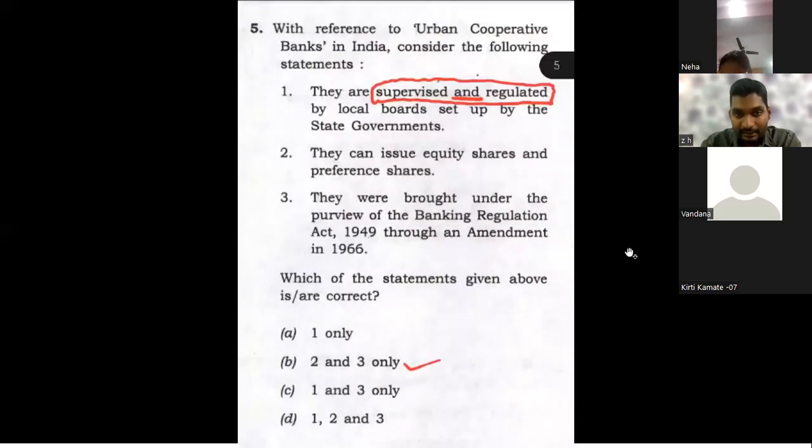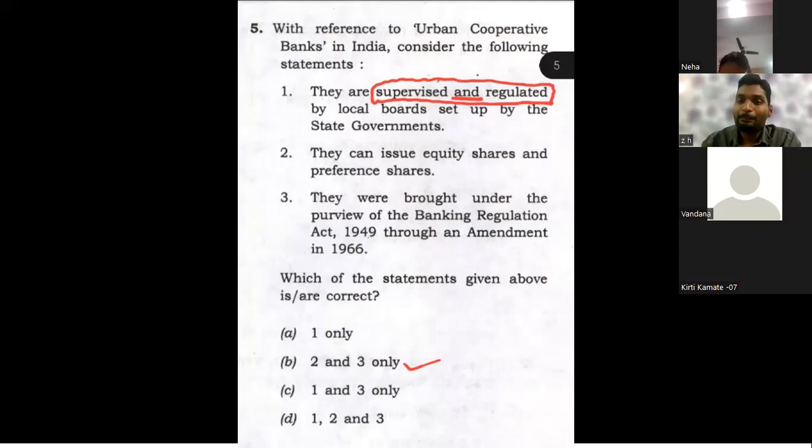Now, another question that follows the same structure, the same pattern, the same format. Statement 1 here is about the urban cooperative banks, and it says they are supervised and regulated by local boards set up by the state governments. Now, the first rule that we followed: if 2 organizations are leading something simultaneously, that's more likely to be wrong.